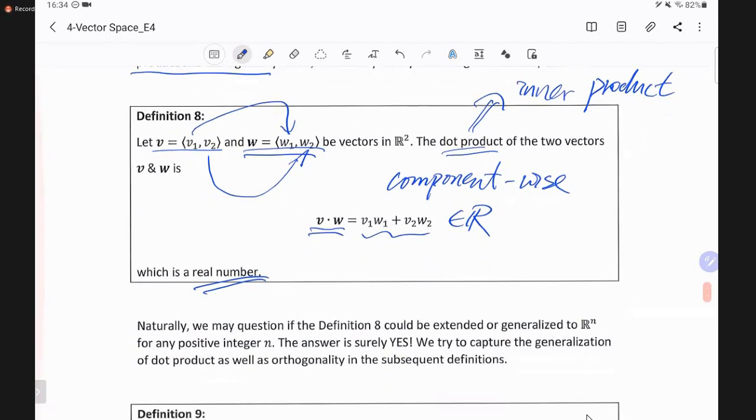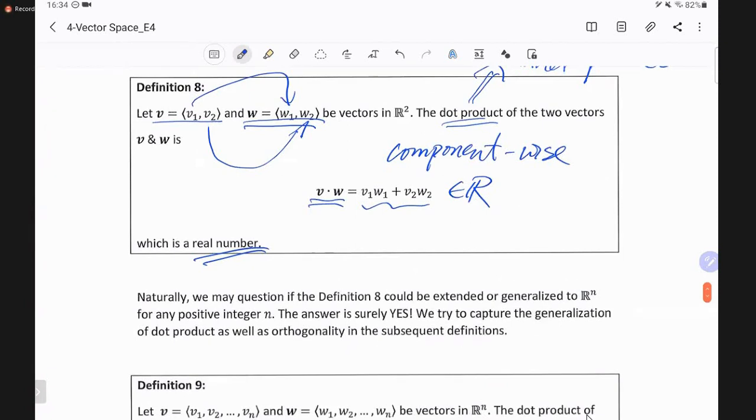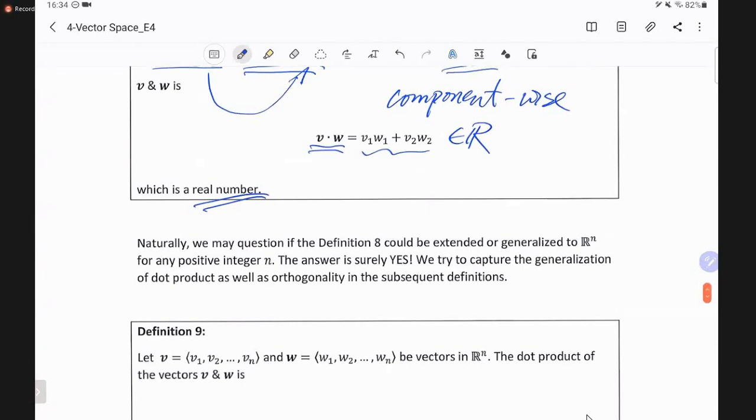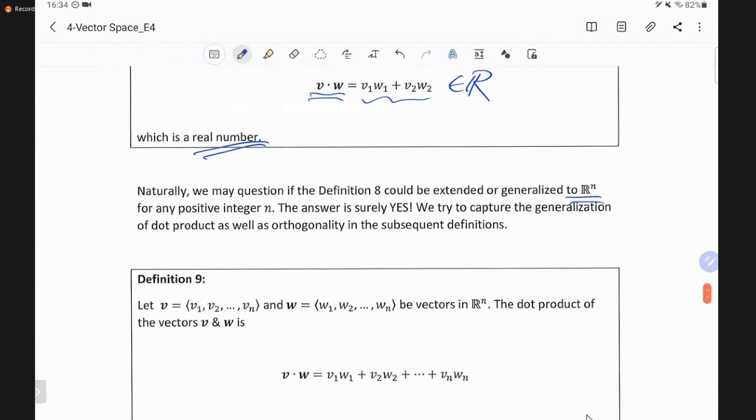Now you may ask, hey Patrick, it seems that this is only for two-dimensional R2 space, where the vector consists of two components. How about n-dimensional space? Can the dot product still be applied in Rn space? The answer is yes, for sure. We are going to extend or generalize the result to Rn space, a more general vector space, and capture the dot product as follows.